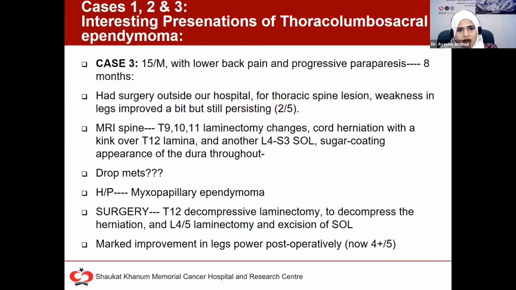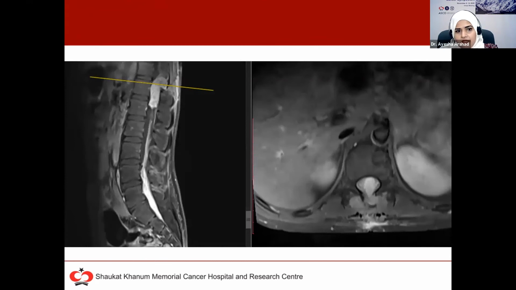When he came to our hospital, according to the patient, it was for post-op radiotherapy and chemotherapy. However, when we did the MRI spine on the patient for oncological planning, this is what we saw. So we can see that there are two lesions basically.